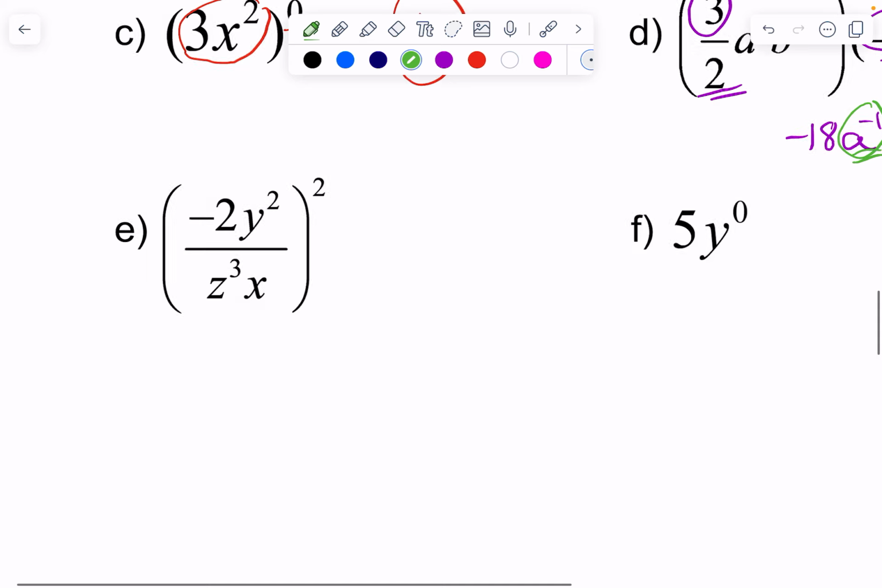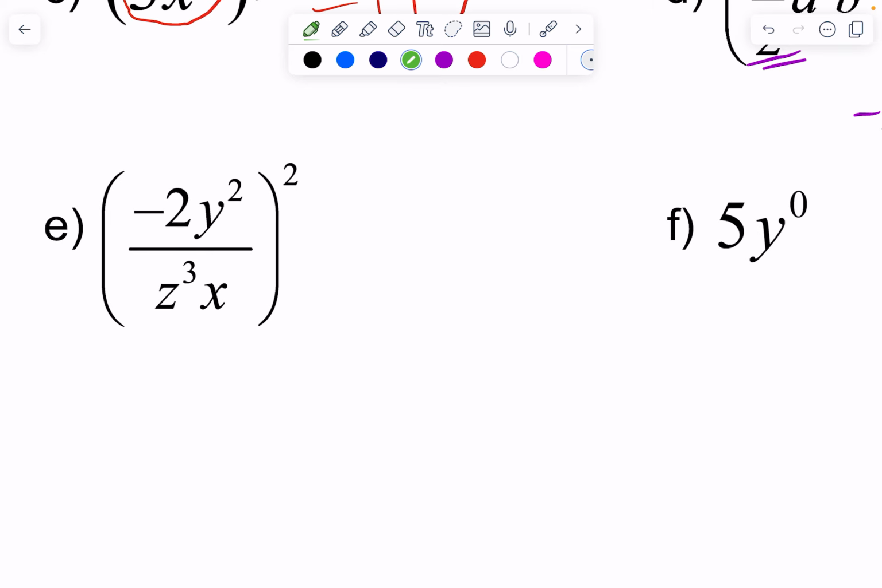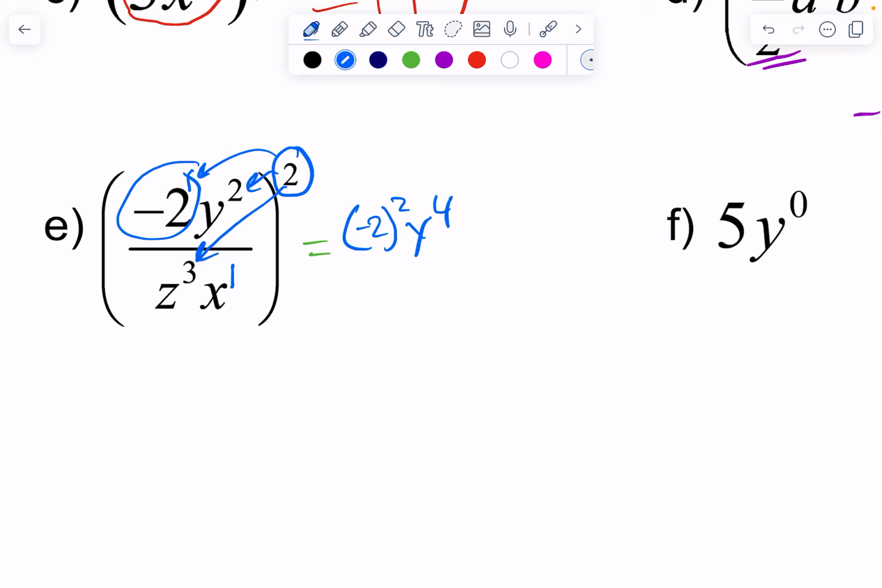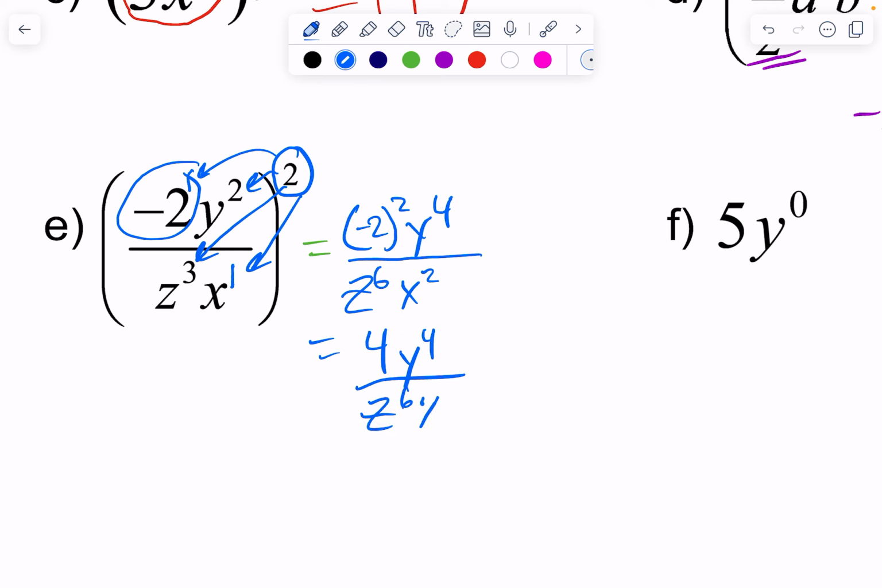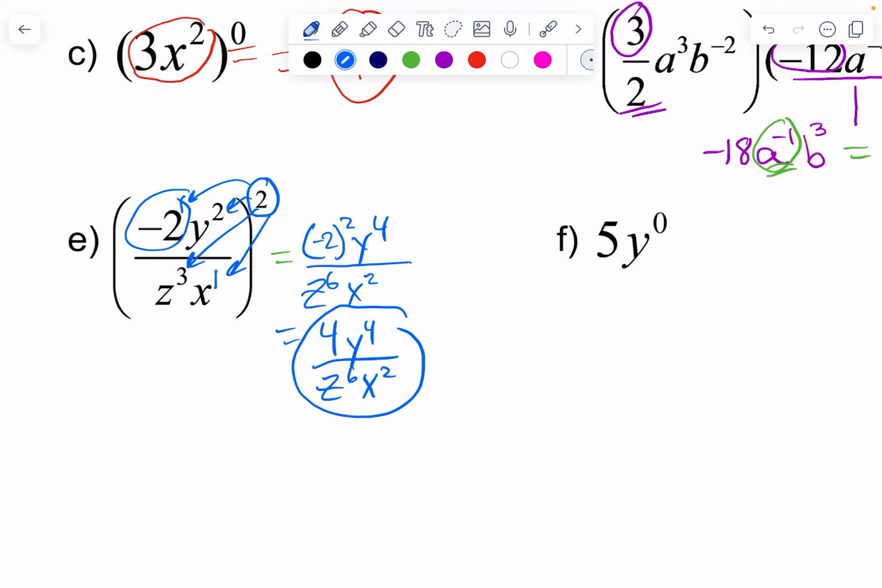All right. Negative 2y squared over z cubed x to the 2nd power. All right, so I'm going to go ahead and take that outside exponent and distribute it to every exponent inside here. Please remember there's the invisible exponent here and here of 1. So I've got negative 2 squared, y to the 4th, z to the 6th, and x squared. So then this is going to be 4y to the 4th over z to the 6th, x squared. There aren't any like variables that I can simplify, so we're done.